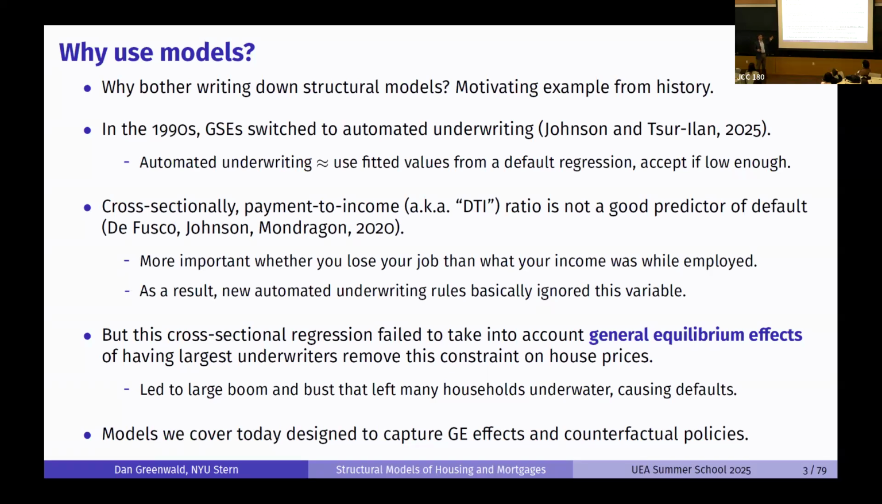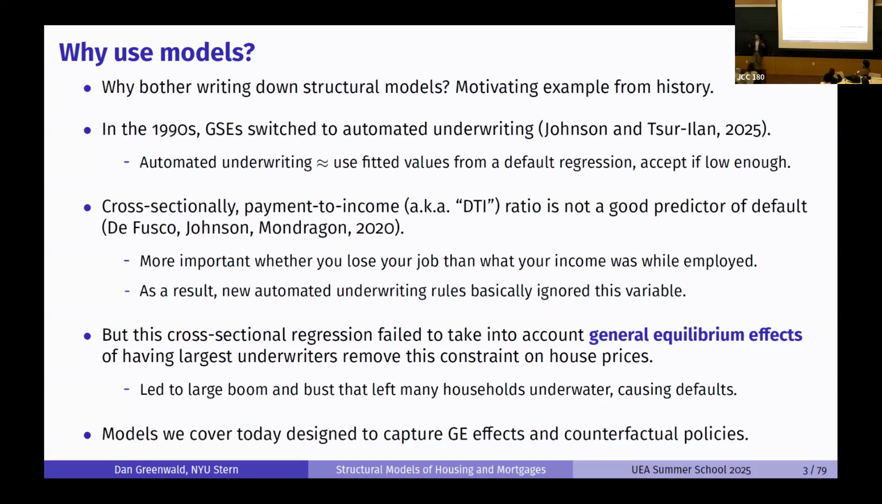And they switched from doing this to automated underwriting, where they use these Desktop Underwriter or Loan Prospector algorithms. What do those things do under the hood? Basically, they're just running a regression. So they estimate a default regression, and then they plug in the right-hand side values to produce a fitted value for the regression. And they say, okay, this is your predicted default probability, and they just see if this thing is above or below some cutoff, okay?